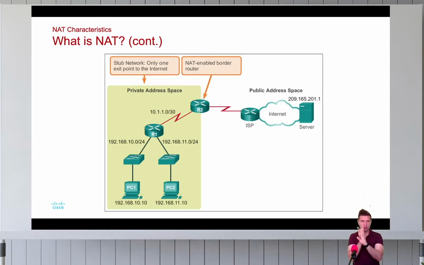So R2 basically signifies the end of your private network and the start of the public network. In other words, NAT would be enabled on that device to translate between the private addresses on the inside of your network and the public address space that sits on the outside of your network.